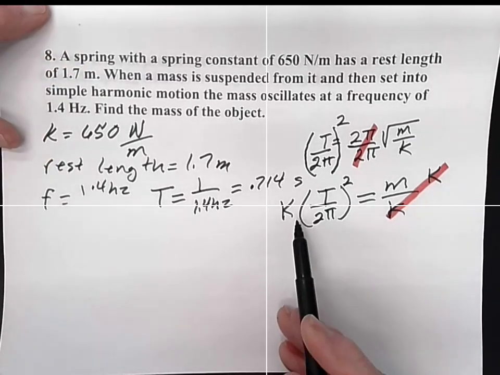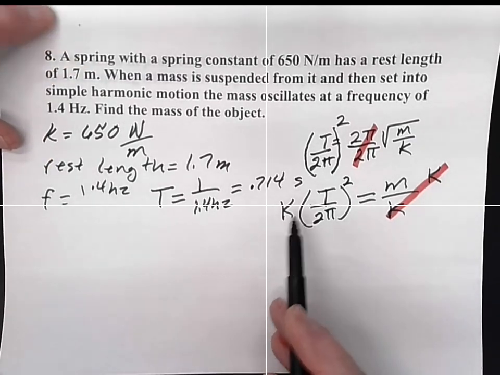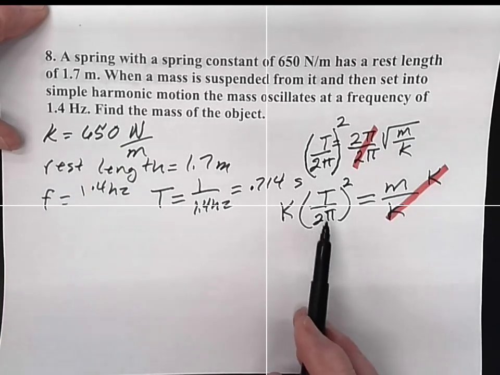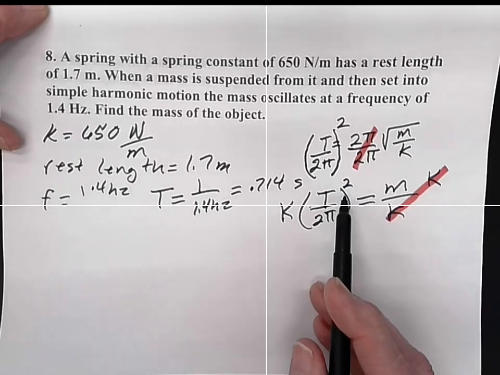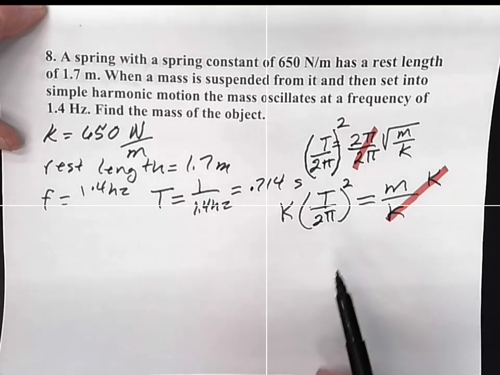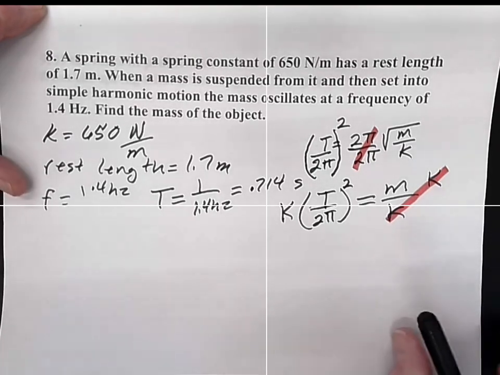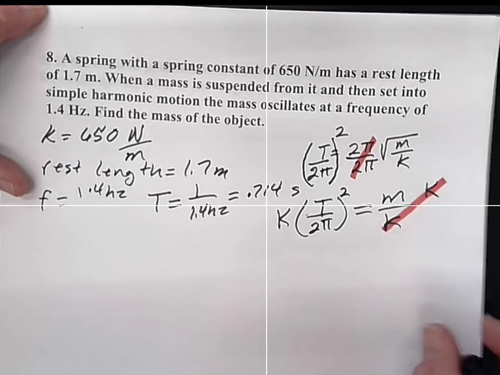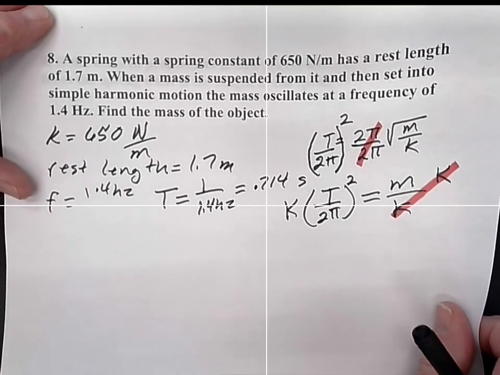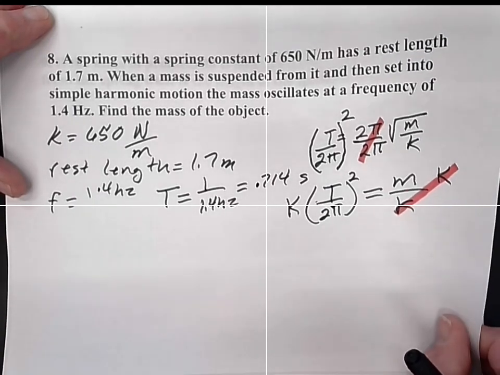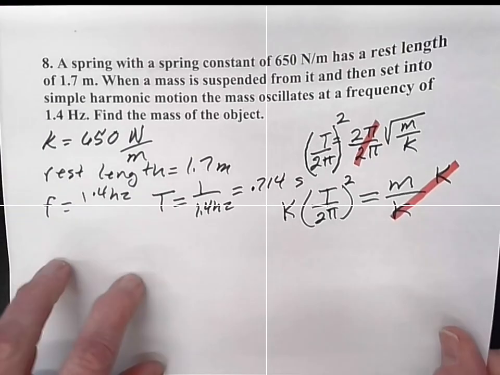And if you take a look back here, this should be pretty easy, because here you've got K. K is 650 newtons divided by meters, and T, the period we figured out earlier, was 0.714 seconds. So you're not going to have too much trouble finding, what were we looking for? You're not going to have too much trouble finding the mass in that particular case. Okay? So I think you're okay there.